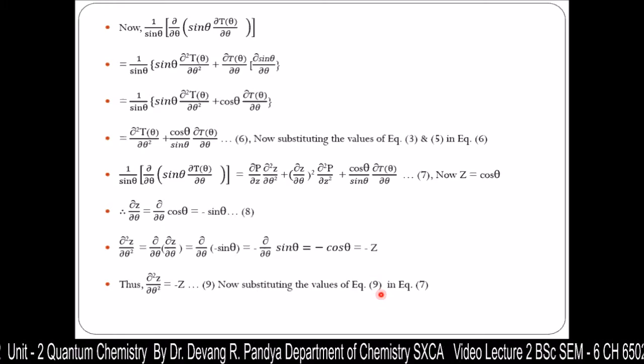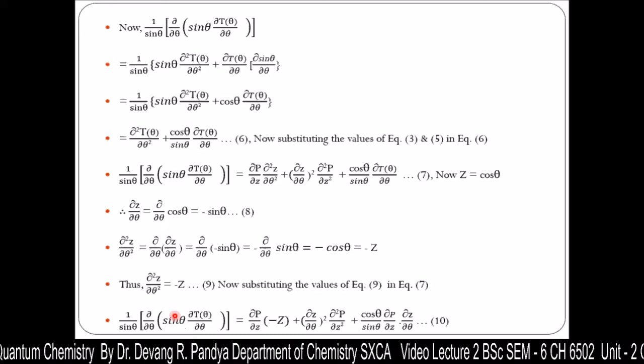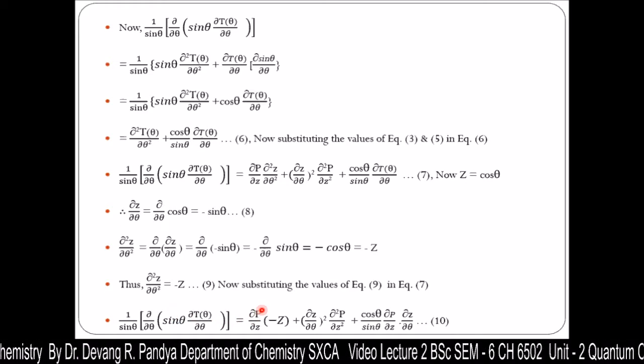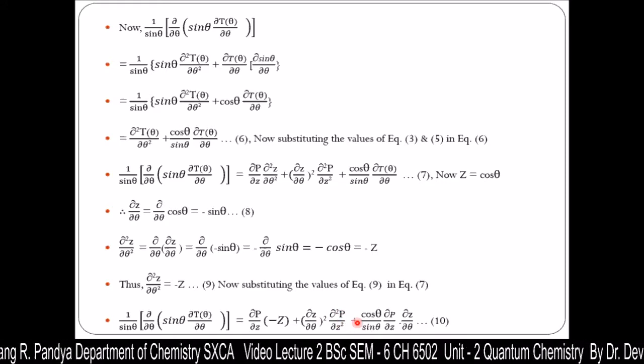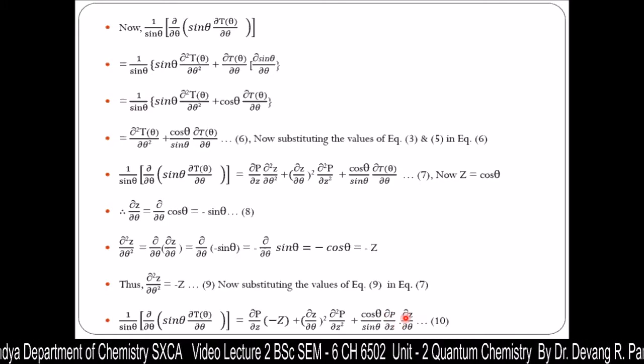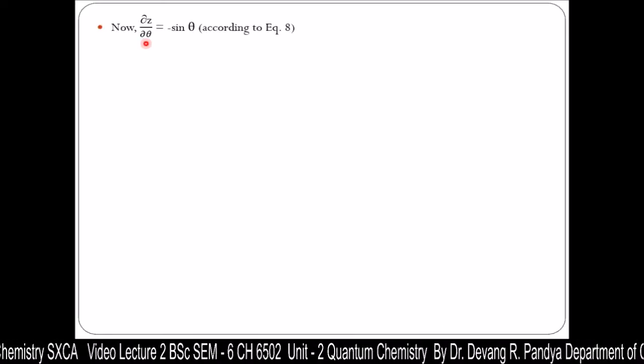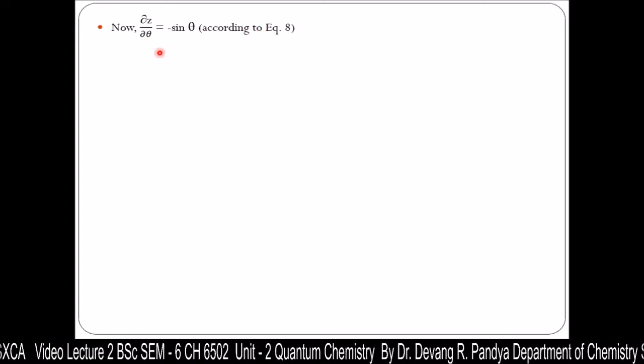Now substituting the value of equation 9 into equation 7, you are going to get 1 by sine theta into d by d theta sine theta dT theta by d theta is equal to dP by dz minus z dz square by d theta square into d square P by dz square plus cos theta by sine theta into dP by dz into dz by d theta, that is equation number 10. So that is the solution. dz by d theta is equal to minus sine theta according to equation 8, when we consider dz by d theta whole square is equal to minus sine theta whole square, and that is represented as plus sine square theta. So 1 minus cos square theta is equal to 1 minus z square, that is equation 11, and cos theta by sine theta into dP by dz into dz by d theta is equal to minus z dP by dz, that is equation 12.